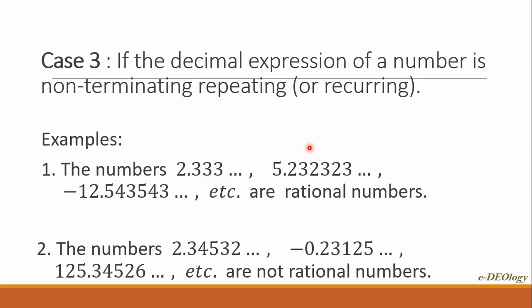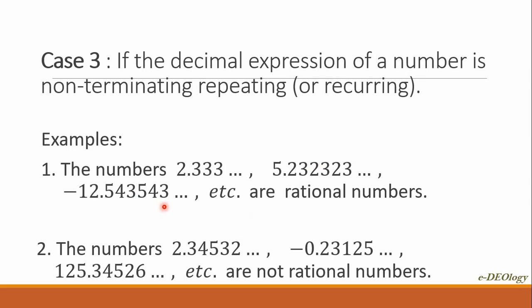Look at the second example here. There are 3 dots at the end of the decimal. It means this is non-terminating. But because of the pattern of 232323 after the decimal point, it means there is a pattern of repetition here. So this is a rational number. Look at the third example, negative 12.543, and because of the repetition pattern of 543 and followed by another 543, we can see the pattern of repetition here, and this is not terminating. It means this is called also a rational number.